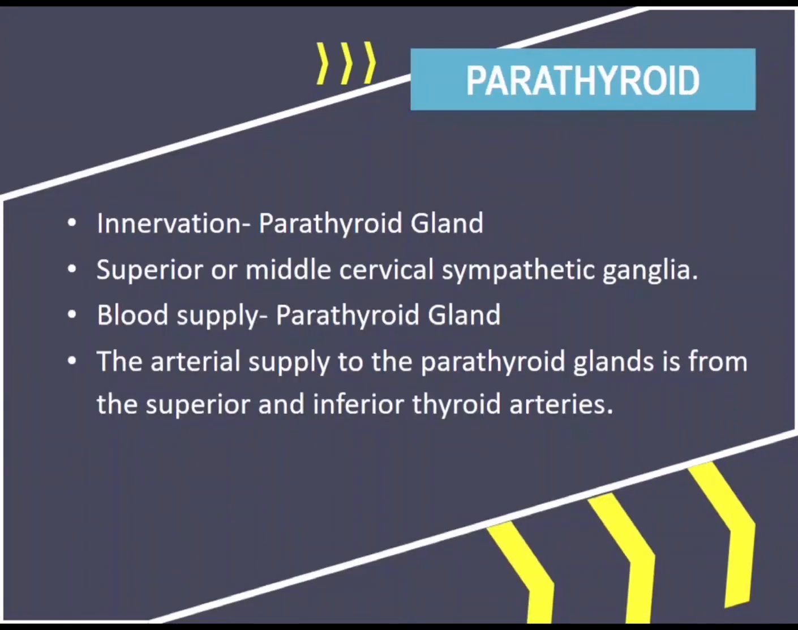The last topic we have is the parathyroid. The parathyroid is made up of four small glands of the endocrine system which regulate the calcium in our bodies. Its innervation is from the superior or middle cervical sympathetic ganglia. Its arterial supply comes from the superior and inferior thyroid arteries. The venous drainage is into the superior, middle, and inferior thyroid veins.